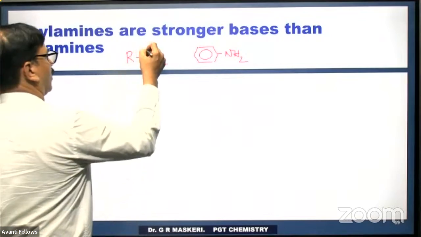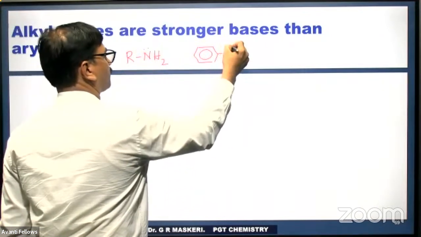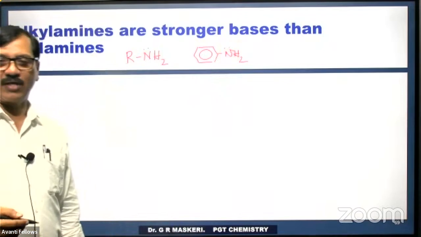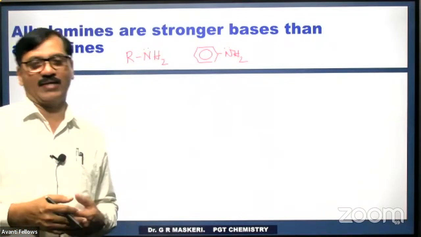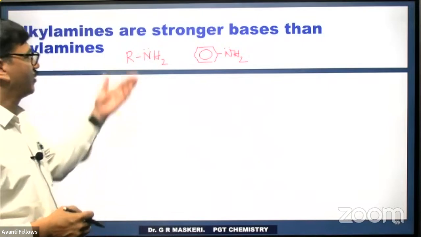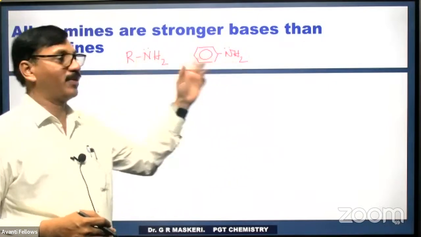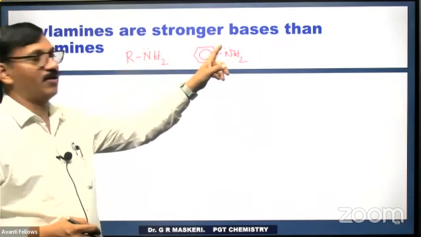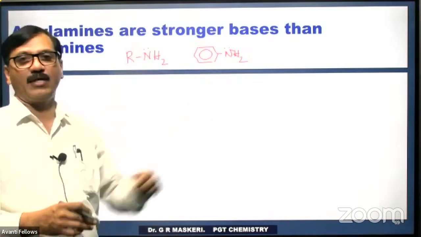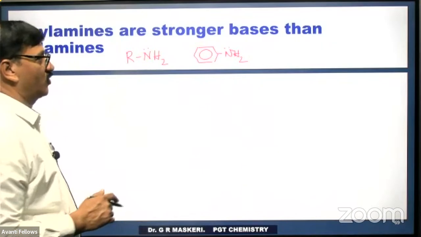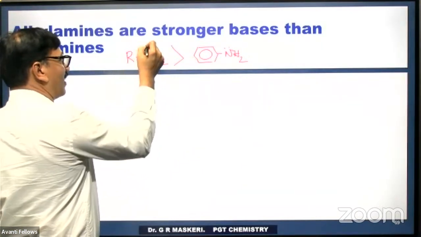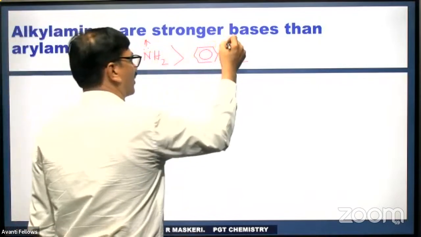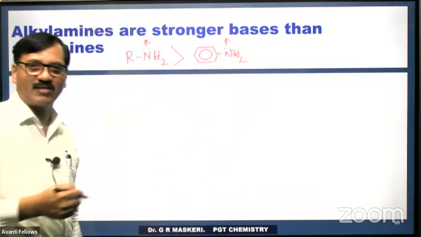Now, these are Lewis bases. What do you mean by Lewis base? A compound which is able to give a pair of electrons is a Lewis base. So this is a Lewis base and this is a Lewis base because each has a pair of electrons and the ability to give the pair of electrons, right? Now, alkyl amines are stronger bases. This can readily give the electron, but this cannot readily give the electron. What could be the reason?